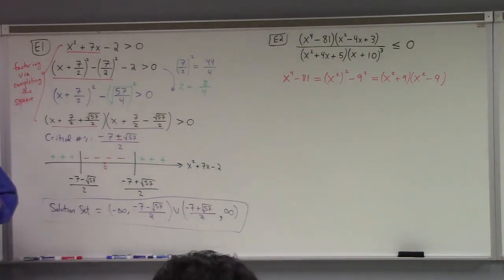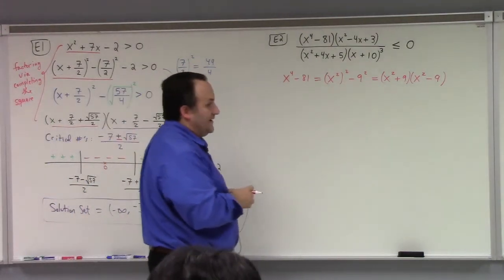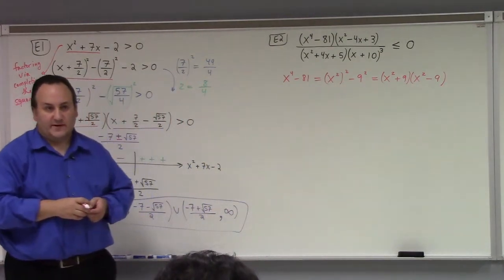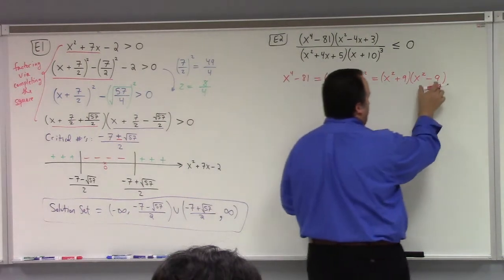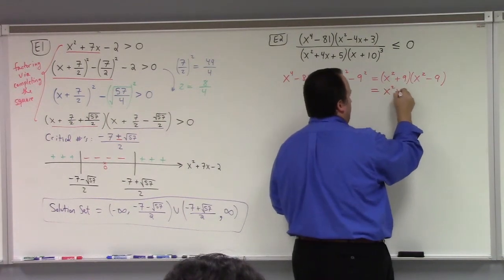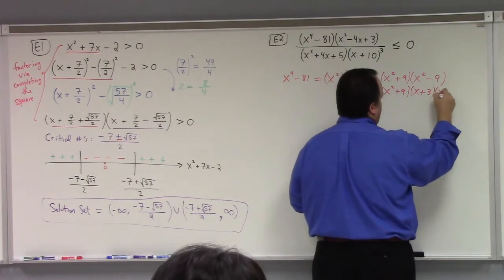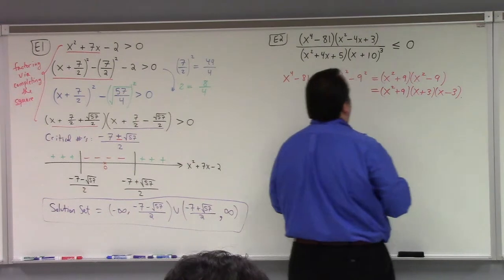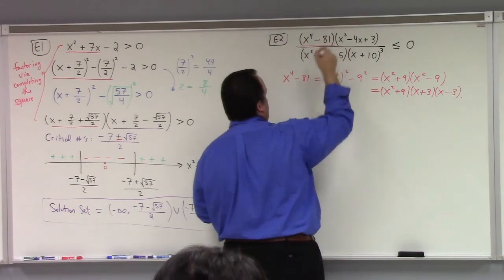Now here it's important to factor completely, because if you don't factor completely, you can't really see what's going on. Now x squared plus 9 is already factored completely over the real numbers. That's prime, right? Can't break that down further without complex numbers. But this x squared minus 9, that factors again, yeah? So this is x squared plus 9 times x plus 3 times x minus 3. All right, so that's it for this term right here, okay?